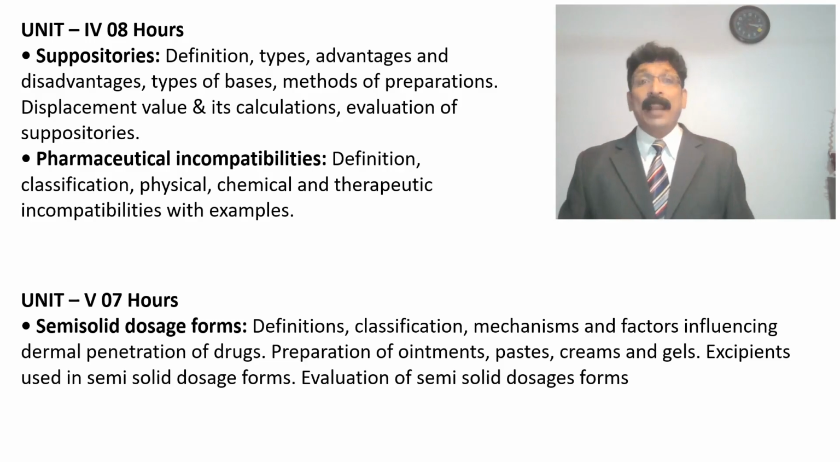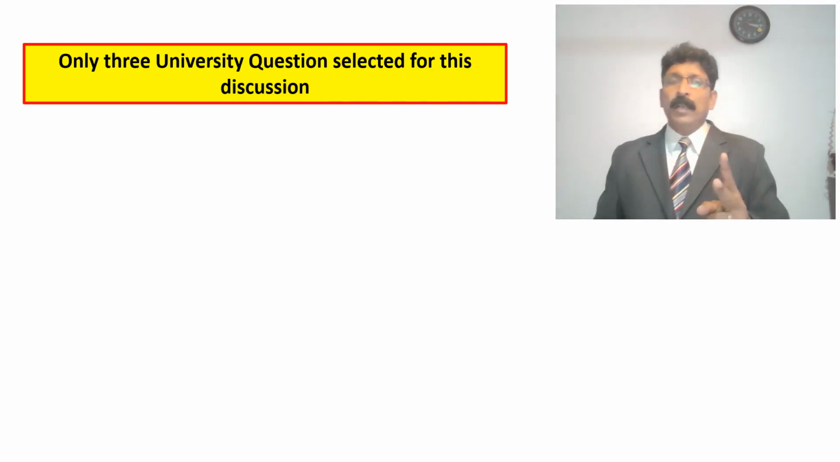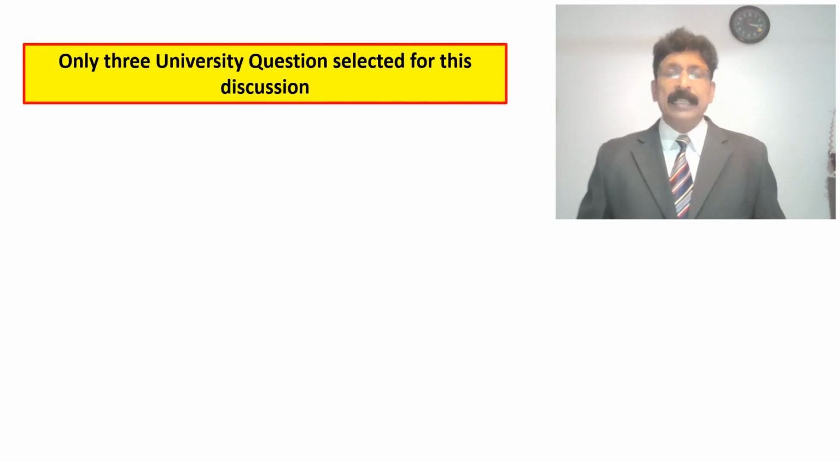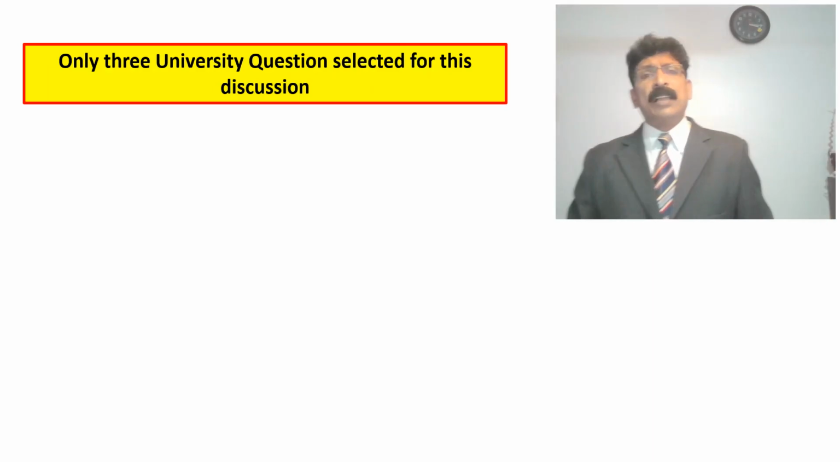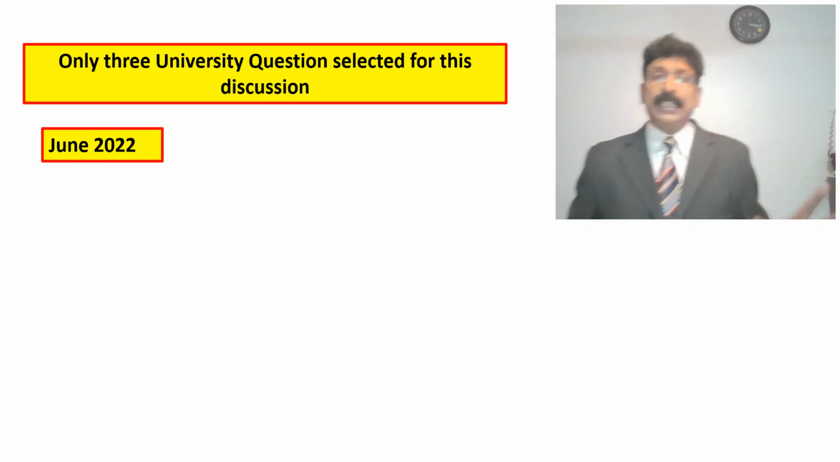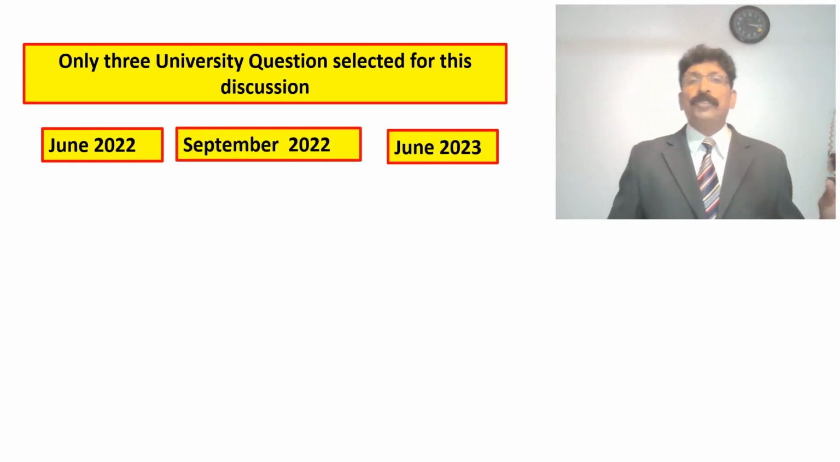And now we can discuss 3 question papers from KUHAS, Kerala University of Health Science. We have selected only 3. Only 3 university questions are being selected for discussion. Same like HAP, Human Anatomy Physiology, what you have taken. I have taken June 2022, September 2022 and June 2023.